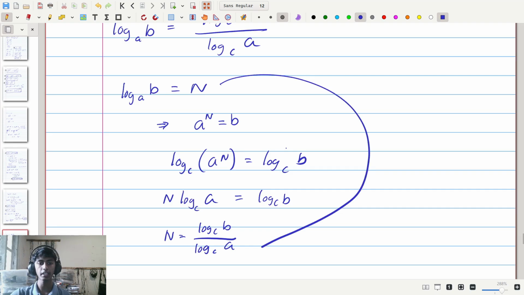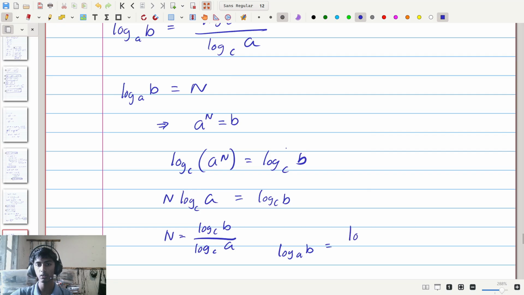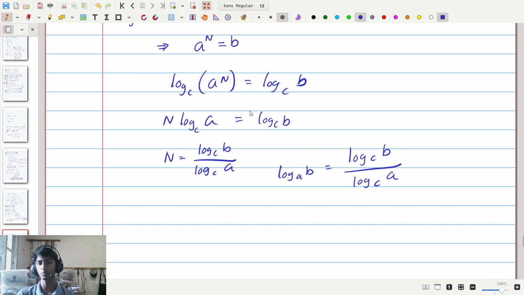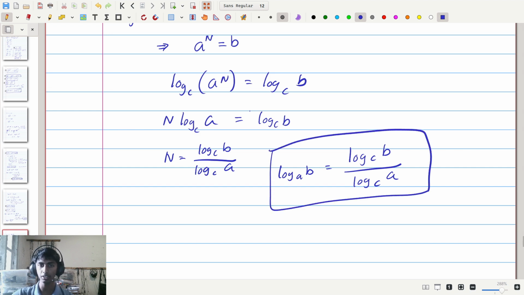Hence, equating these two sides to each other, we get that the log base a of b is equal to the log base c of b divided by the log base c of a. This one also could potentially be useful to you sometimes. So therefore, we're going to put a box around this one also and write it as a known relationship, and you can use this relationship whenever you want, wherever valid.